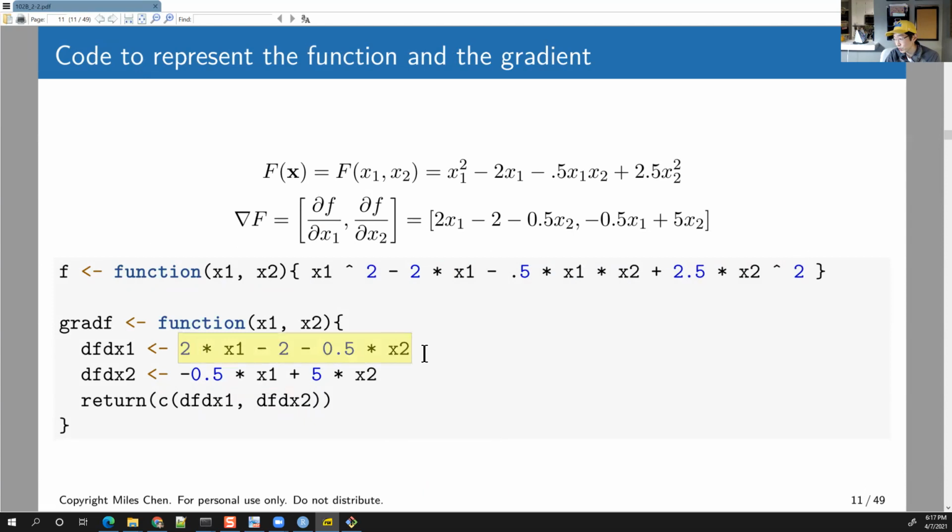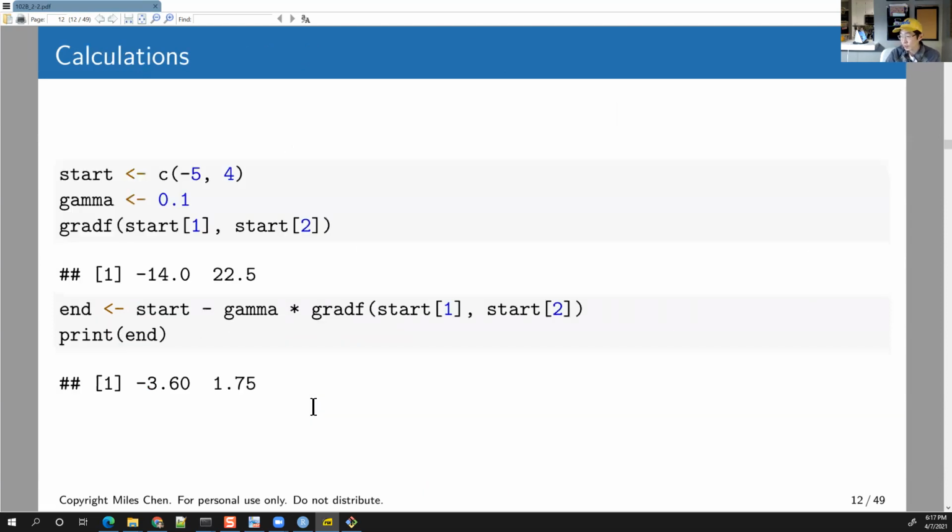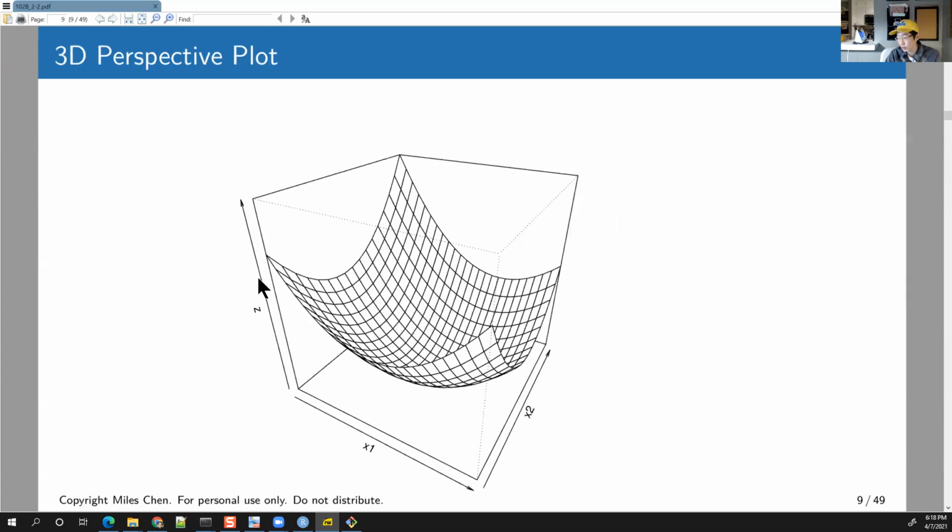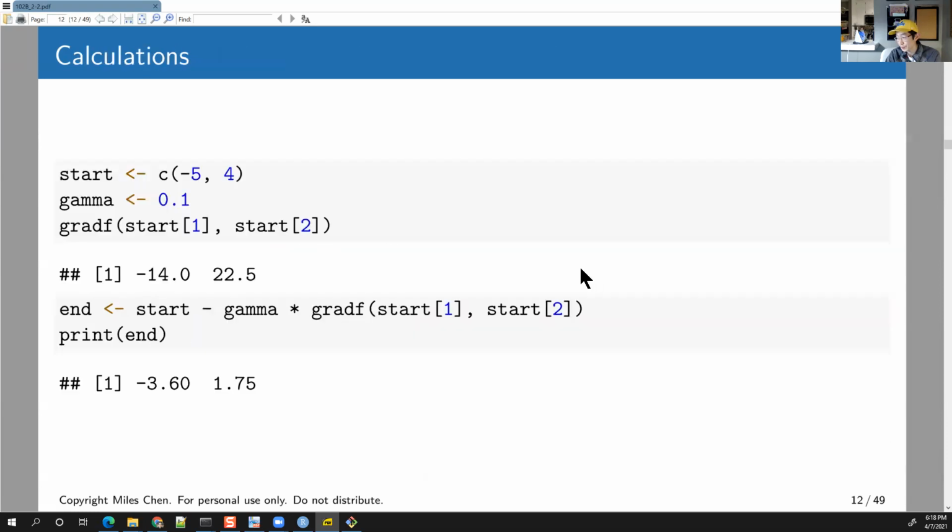The two components that it's going to return: the first one is the partial of f with respect to x1, which is 2x1 minus 2 minus 0.5 x2. And then the partial with respect to x2 is negative 0.5 x1 plus 5 x2. So here I write the functions to code this up. Then we start off with an arbitrary starting location of negative 5 comma 4. My gamma is 0.1. If I plug my starting location, start 1 and start 2, into the gradient of f, I get negative 14 and 22.5, which is exactly what we calculated here.